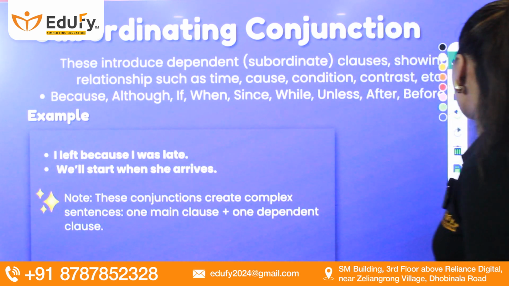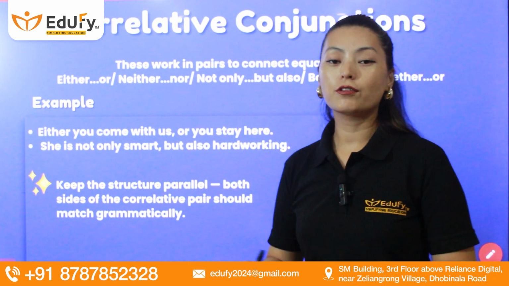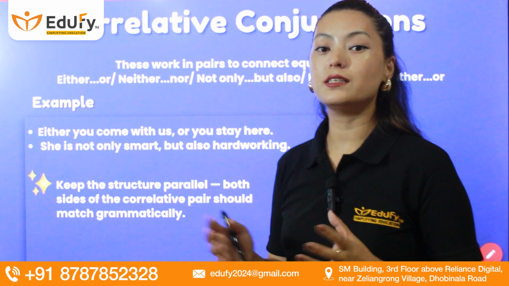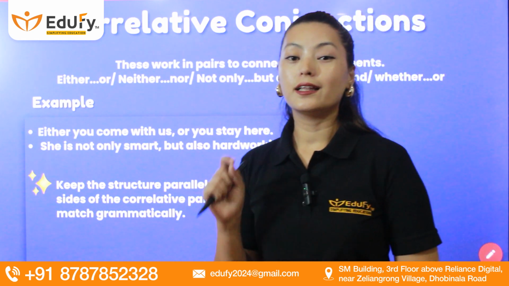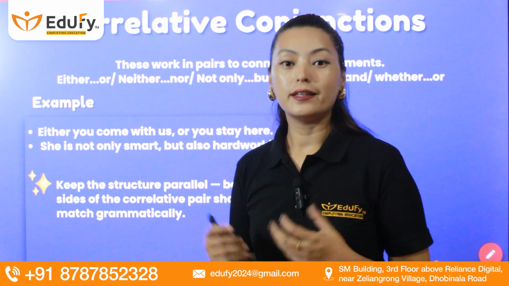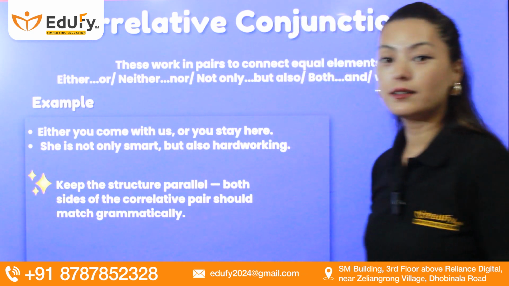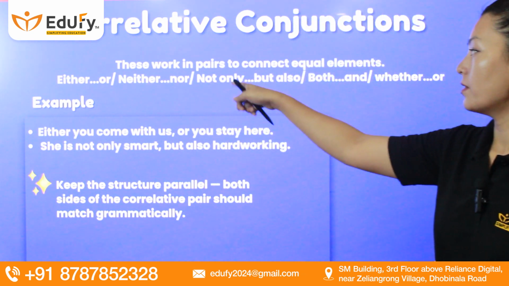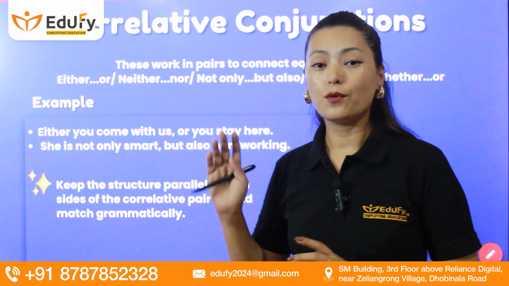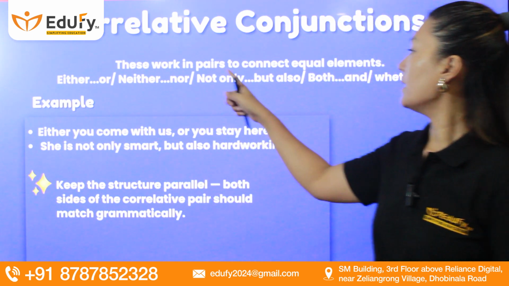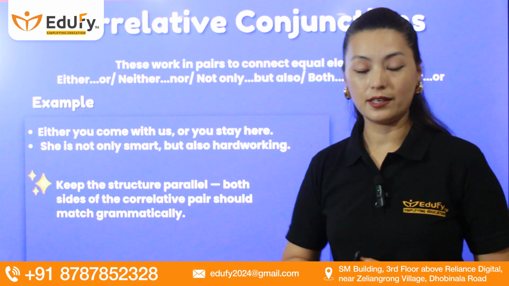Let's move on to the third type, and that is correlative conjunction. Correlative conjunction is much simpler and easier to understand as compared to coordinating and subordinating, and it is a very unique conjunction. They come in pairs. They are not just one word, they come in pairs. What are they? Either...or, neither...nor, not only...but also, and all of the various examples written here. Their function is that they work in pairs to connect equal elements in a sentence.